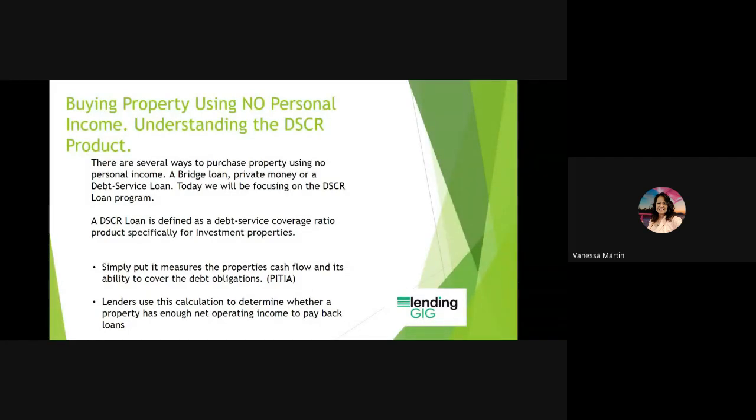It measures the property's cash flow and its ability to cover its debt obligations. And what debt obligations are we talking about? We're talking about principal, interest, taxes, insurance, and of course, if there are any association fees with the property, those get calculated in as well. The lenders use the calculation to determine whether the property has enough operating income to pay back the debt.